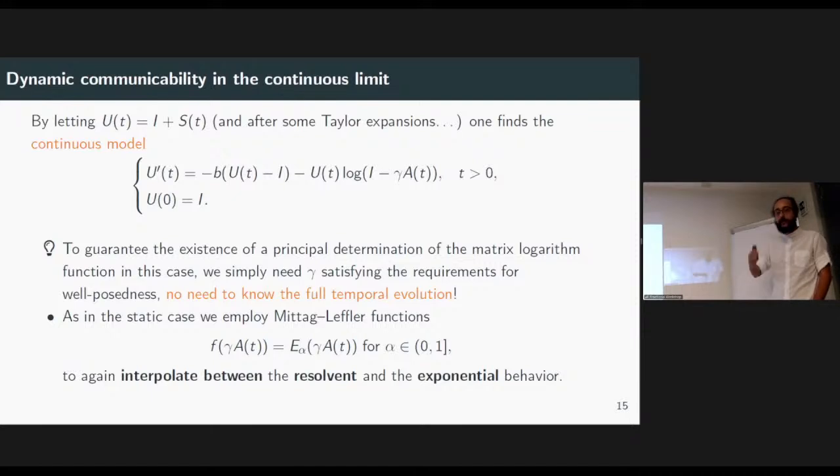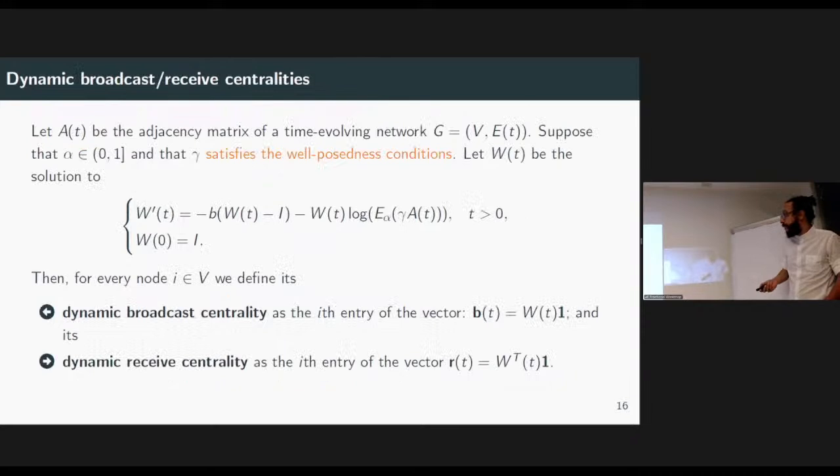So this means that this can happen at runtime. You don't need to know them all at the beginning. Okay, so when you have this one, now you can solve this ODE, but you don't want to actually solve the matrix one. You are interested in looking at the ranking. So you either look at the dynamic broadcast or at the dynamic receive.